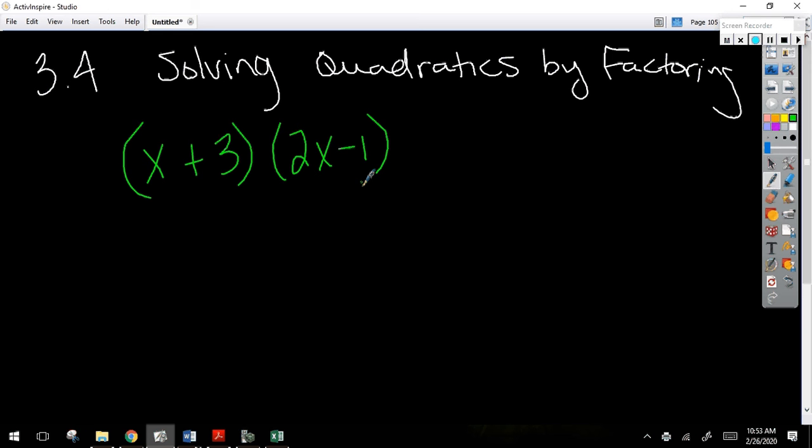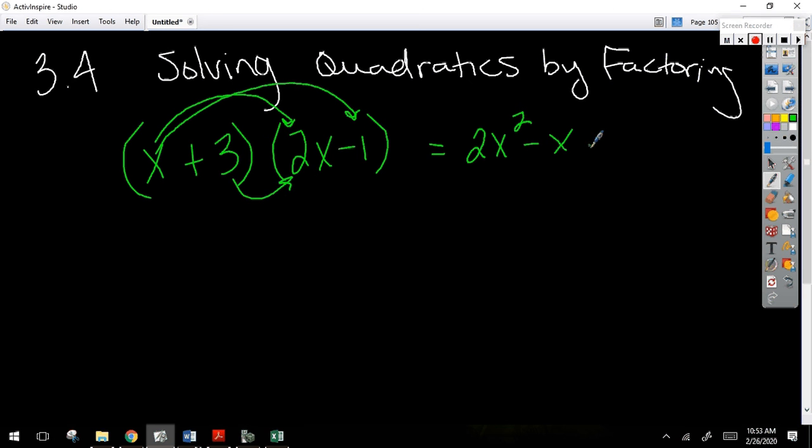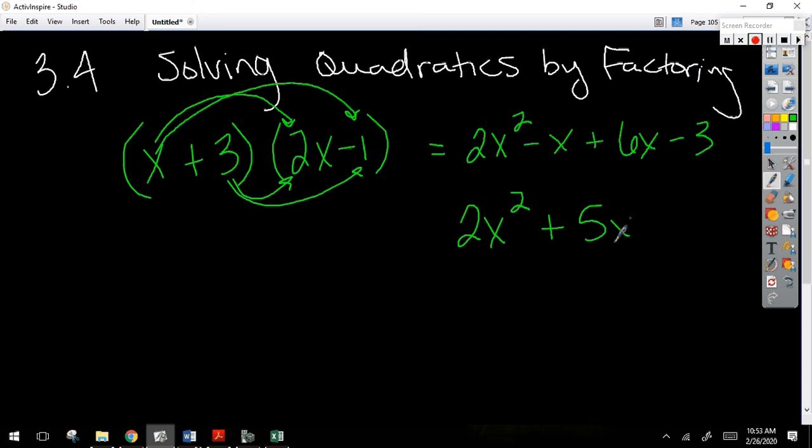Right now this is 2 binomials, 2 pieces. And we could multiply it out. What's x times 2x? 2x squared. What is x times negative 1? Negative x. What is 3 times 2x? 6x. 3 times negative 1. And I clean it up to get 2x squared plus 5x minus 3.